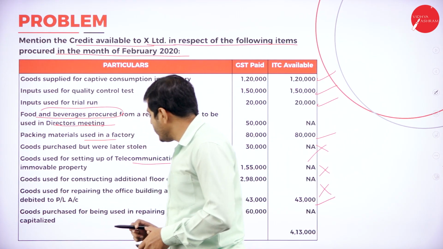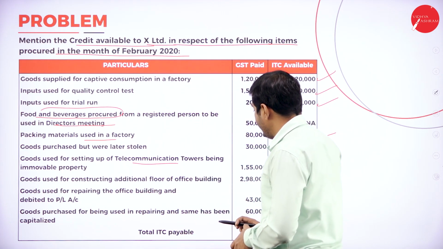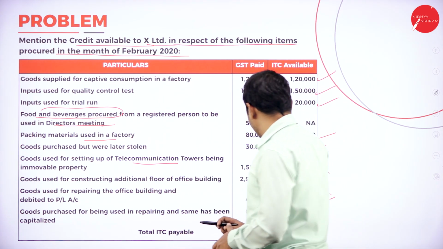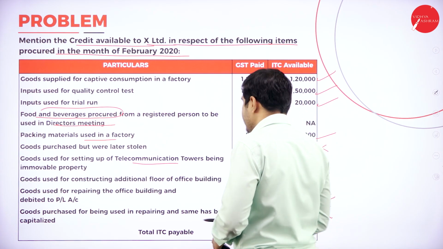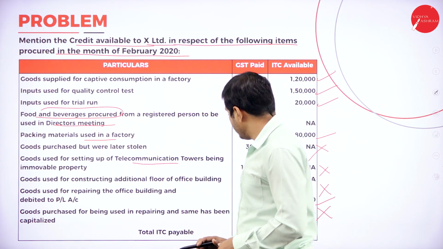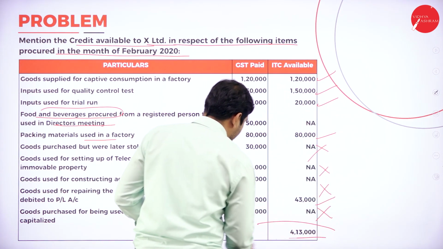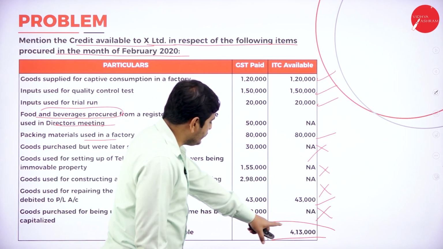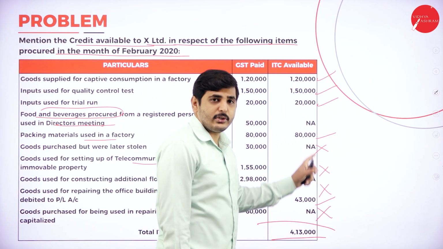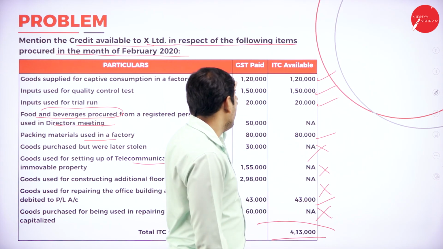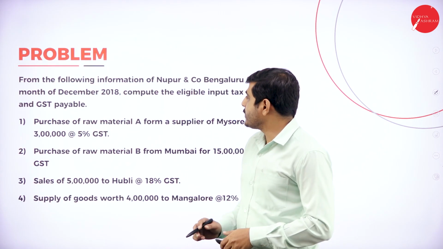Next point, goods purchased for being used in repairing and the same has been capitalized. So if it is capitalized, again ITC is not available. So now add all the items. Now the actual ITC available is 4,13,000 rupees for that particular business. Let's go to the next problem.